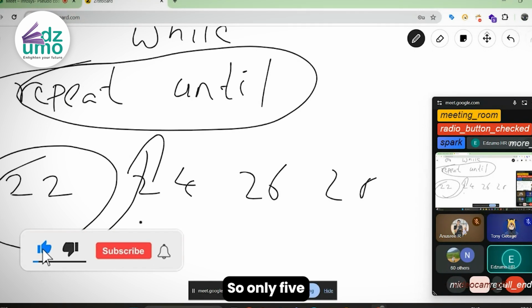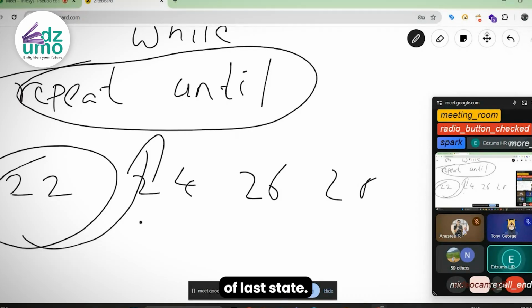So only 5 questions are asked for Infosys pseudocode, generally, if the pattern is same as that of last time.